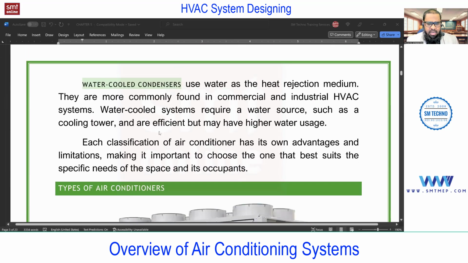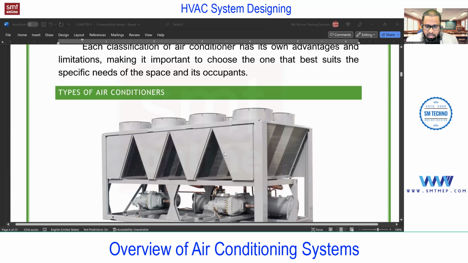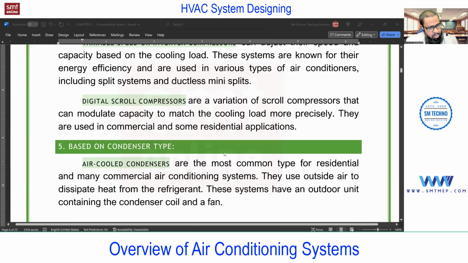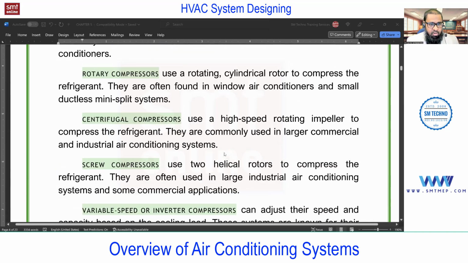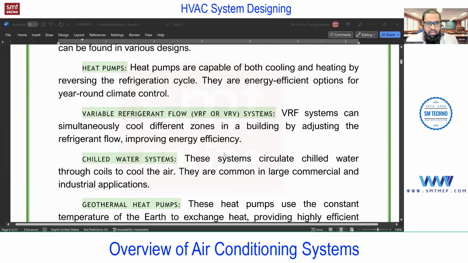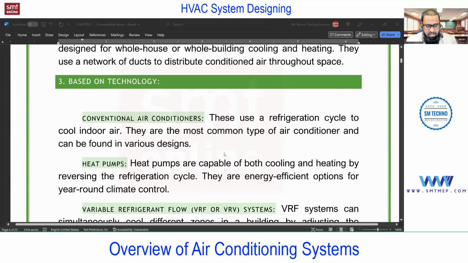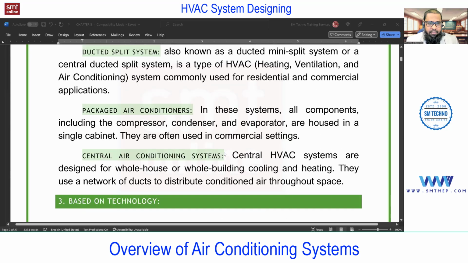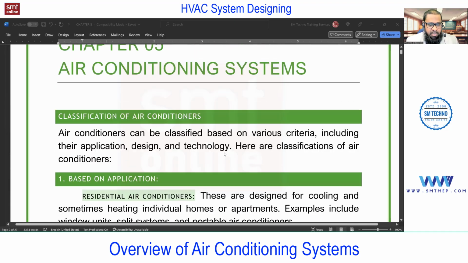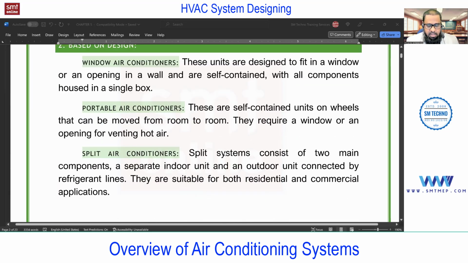Next, I'm just giving the idea. At this level you may not get these points, and when we discuss all these types in detail, you'll get the clear picture. So this was just a general classification according to the compressor, according to the technology, according to the design, according to application, etc., before dealing with the different types of system. So all the systems can be classified in this manner.